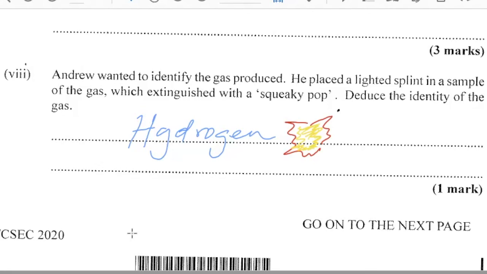And of course, be sure to check out the qualitative analysis video made simple. Check out the card above for it. There we look at how to identify cations, anions, and also gases, including hydrogen.